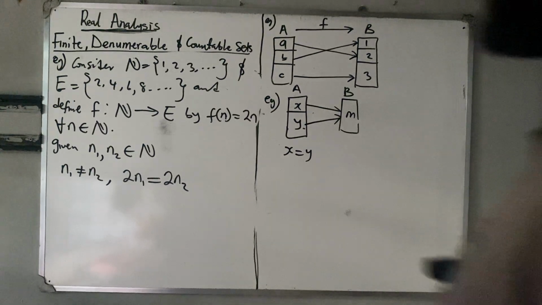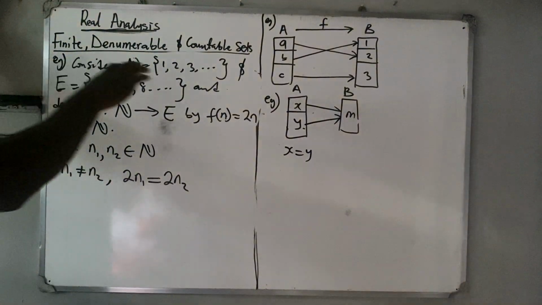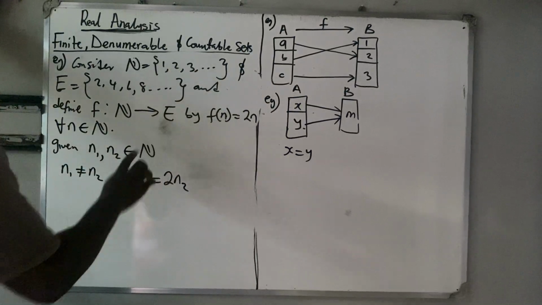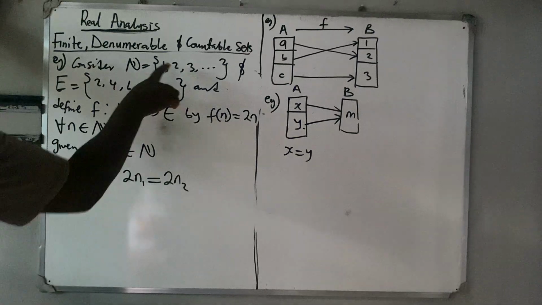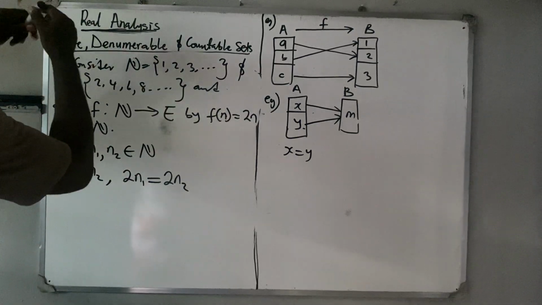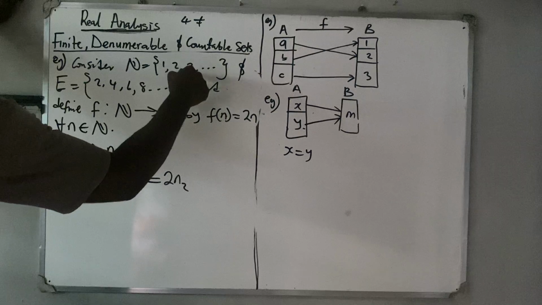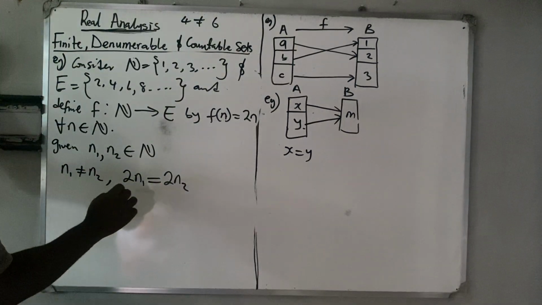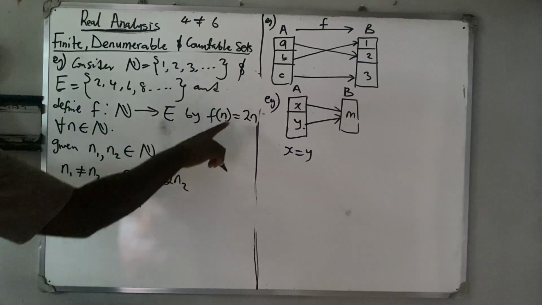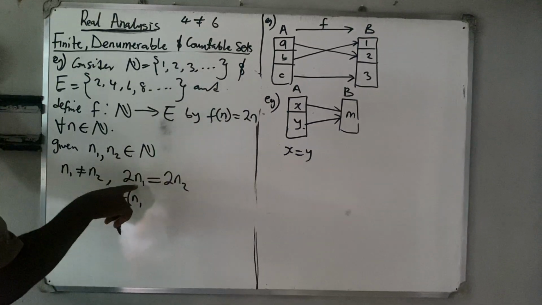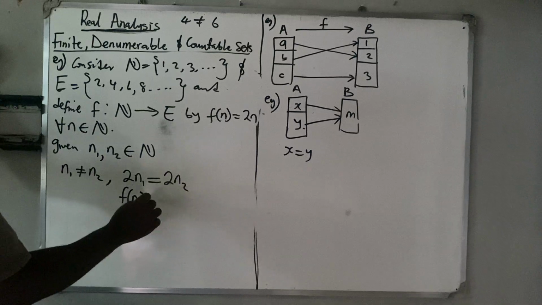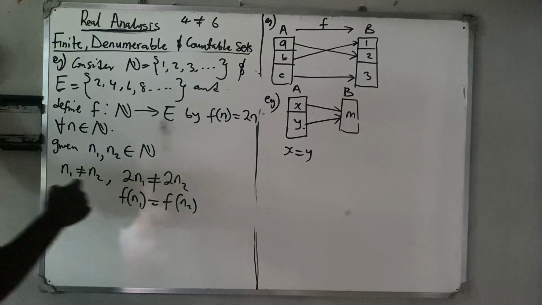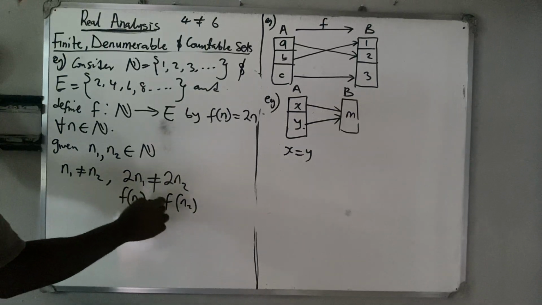Okay, sorry about that. So I was saying that if I pick two elements from the natural numbers and I multiply that number by 2, they can never be the same. 2 times 2 is 4. 4 can never be the same thing as 2 times 3, which is 6. So it is obvious. And 2n1 is the same thing as saying f(n1), because 2n is the same thing as f(n). So 2n1 is equal to f(n1), and 2n2 should be equal to f(n2). Since they are not equal, these two must not be equal.